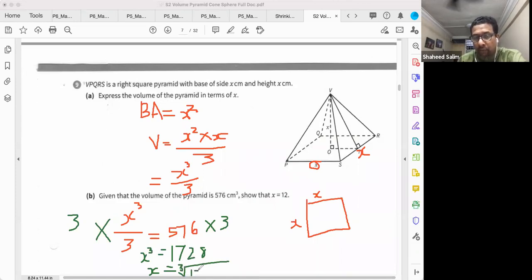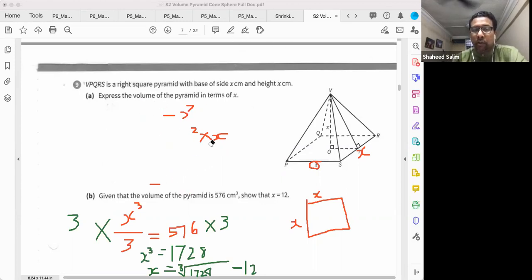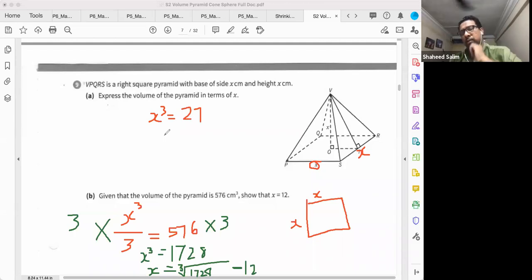If you need me to prove it to you, I have to prove it to you. But once you put it on here, you will show that it equals 12. If you don't believe, you try to find the cube root of 1728. So maybe some of you are confused down here. I will just assume you might be confused. So let's say now x cubed equals, let's say, 27. Example.